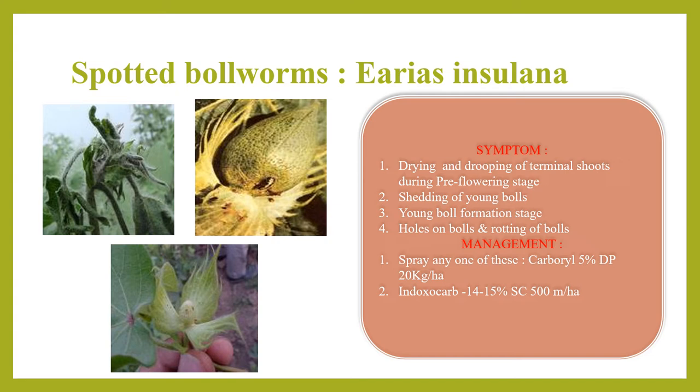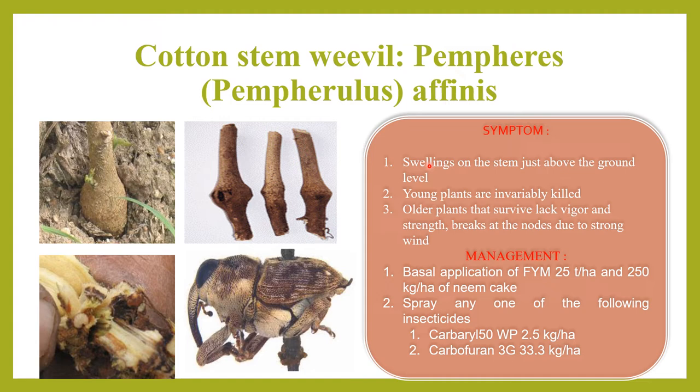Coming to the next one, the cotton stem weevil. The symptoms you can see in the crop are swelling on the stem just above ground level. The young plants are invariably killed, and the older plants survive but lack vigor and strength, with breakage at the knots.